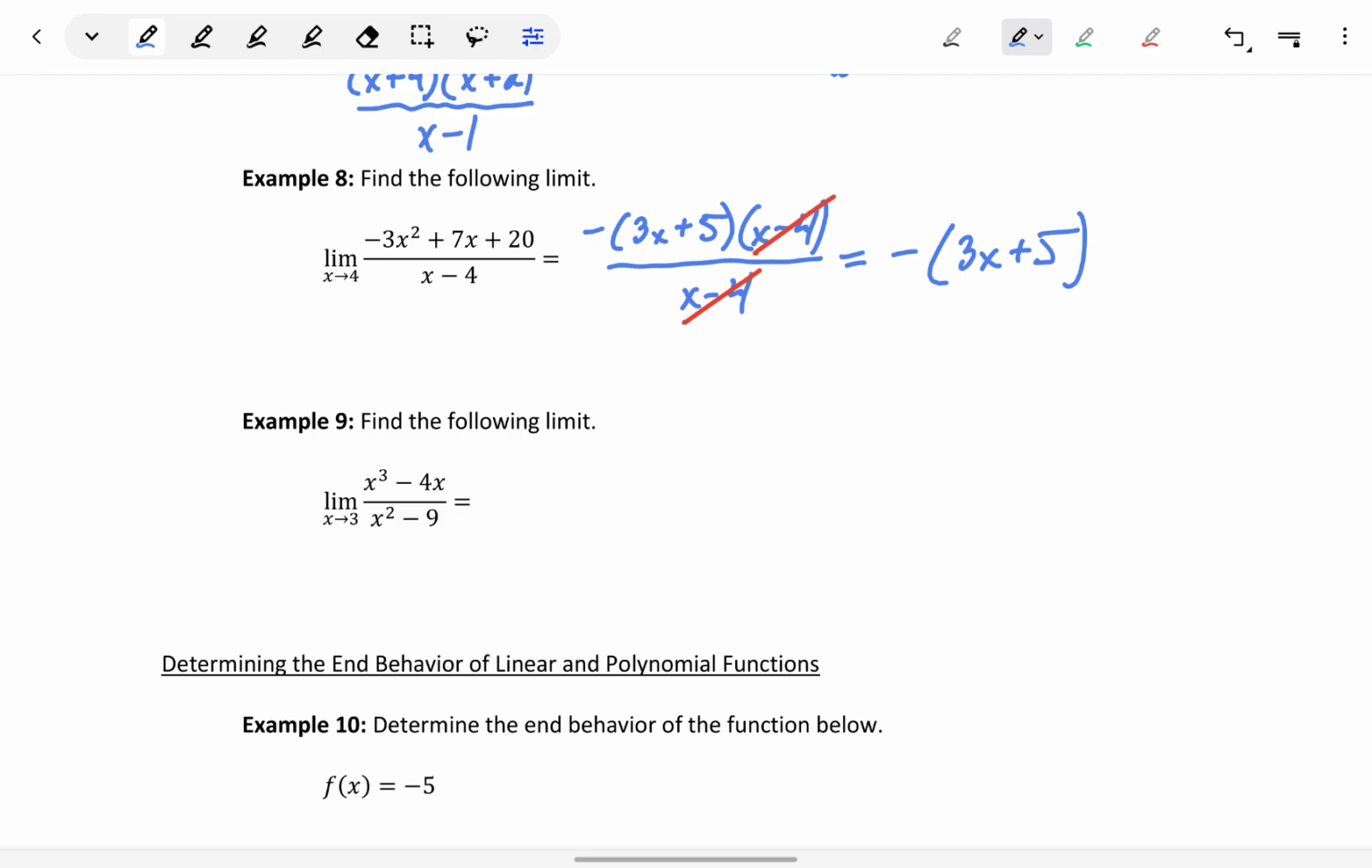Now we can apply direct substitution. We can substitute in x equals 4 and evaluate this expression to get negative 17. Since we were able to factor, reduce, and arrive at a numerical value for the limit, then we know that our function has a hole in the graph at x equals 4.